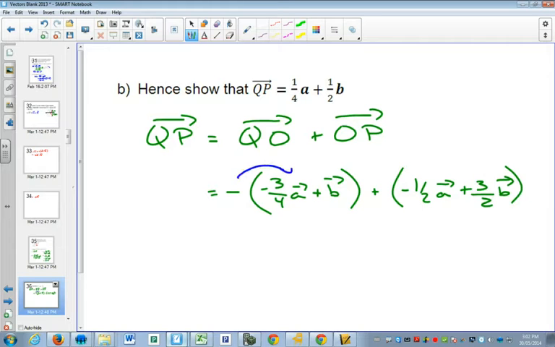Distribute this negative through, add your like terms. We're going to get 3 quarters A minus 1 half A, that will be 1 quarter A. You're going to get negative B plus 3 halves B, which will be 1 half B. And that is what we wanted to show.